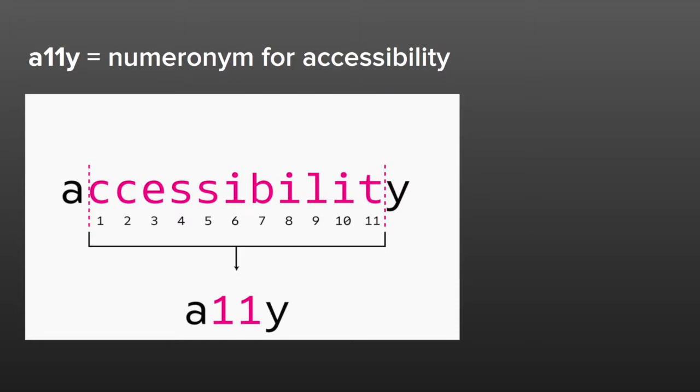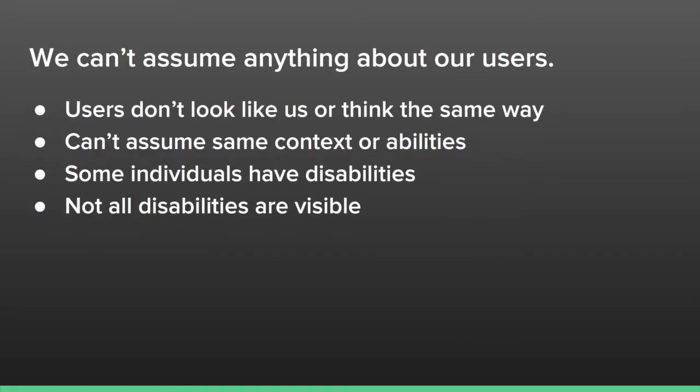So let's go over A11Y. What is that? I've seen that everywhere. I found this picture here. It shows how there are 11 letters between the A and the Y. And that's where we get accessibility. A, 11 letters, and then Y.